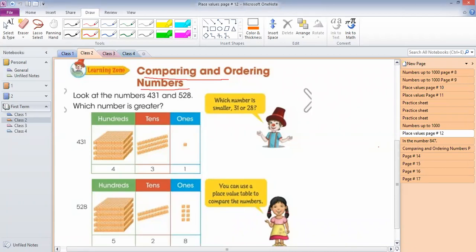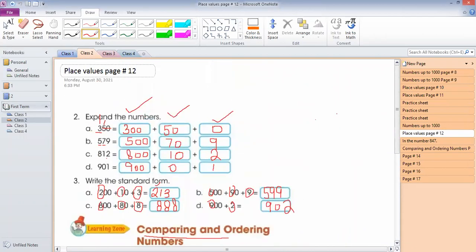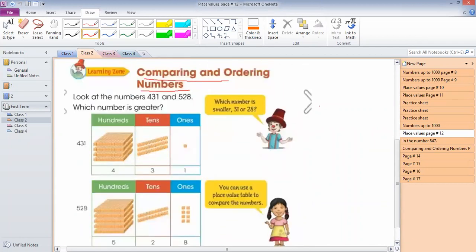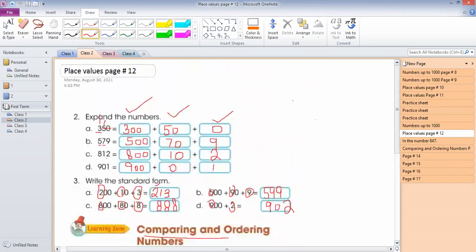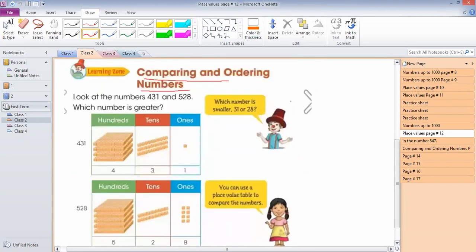So guys, comparing and ordering numbers is our topic, and that is on page number 12. If you have the book, open it to page number 12. If you don't have the book, I have shared the book PDF file with you, so you can open it on your tablet or laptop, anywhere. Or you can just check out the screen.